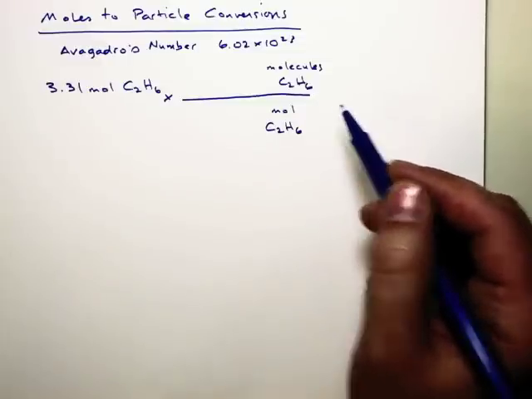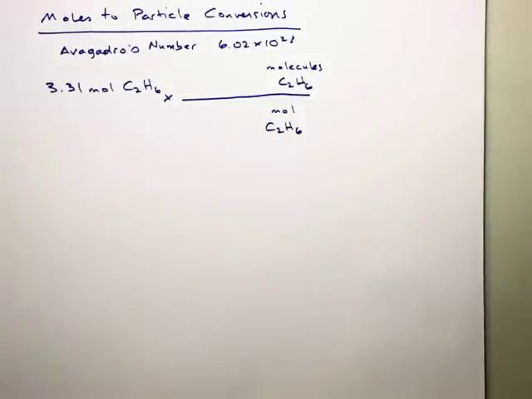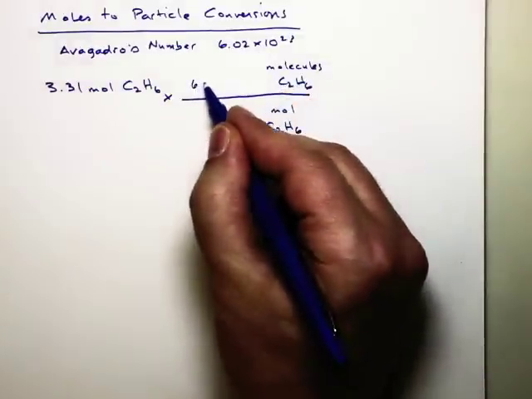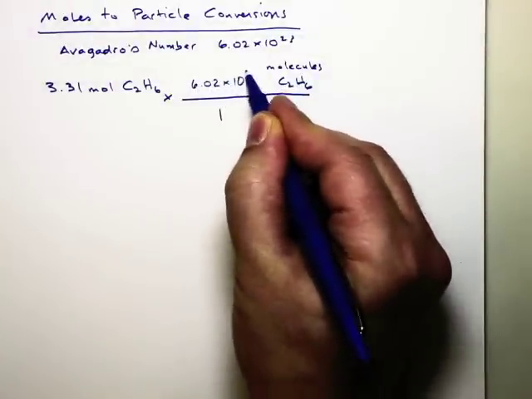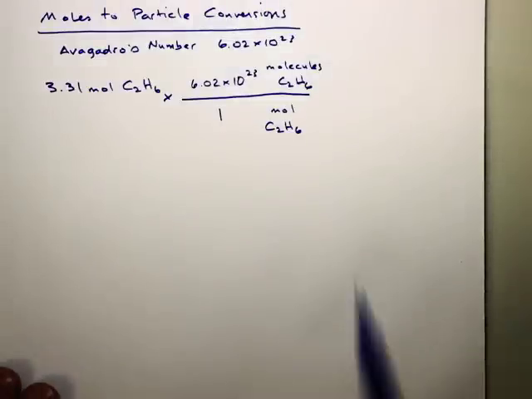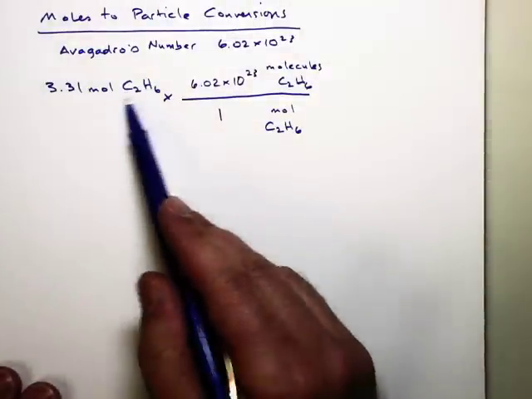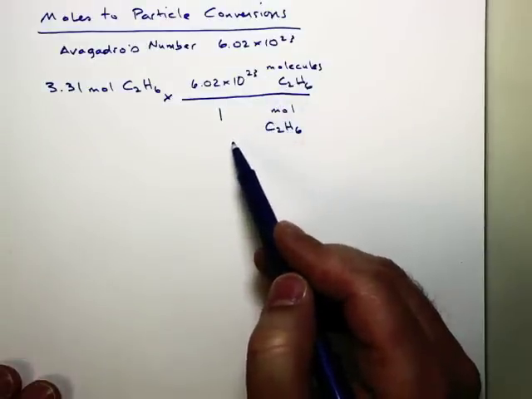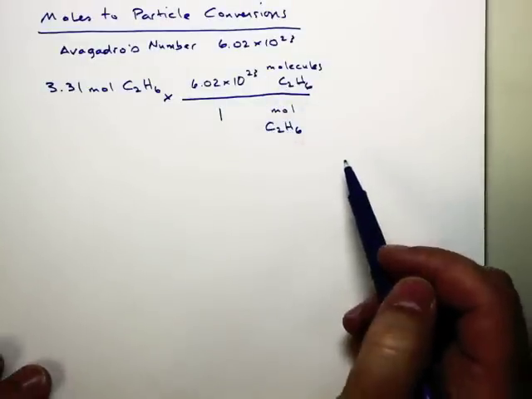Avogadro's number. Absolutely. Just like if I said, what's the relationship between a dozen and a number? What would you tell me? 12 to 1. 1 dozen equals 12 donuts. And here, 1 mole equals Avogadro's number of particles. We're going to be using this number a lot, so get used to writing it. All right, so right now we have 3.31 moles times Avogadro's number over 1. Now, what can we do at this point right here?